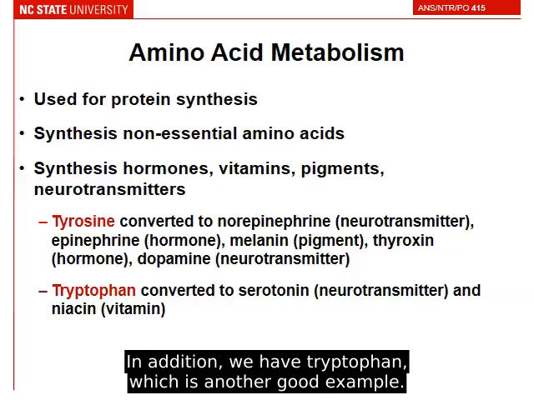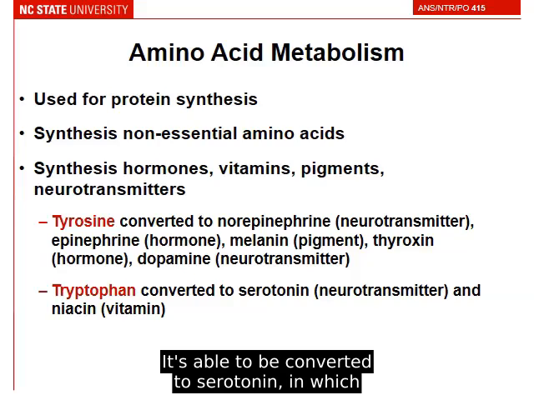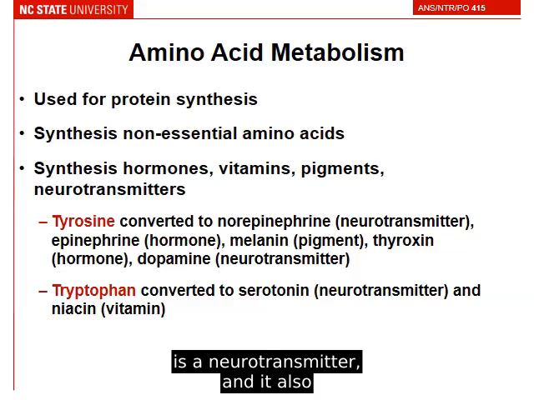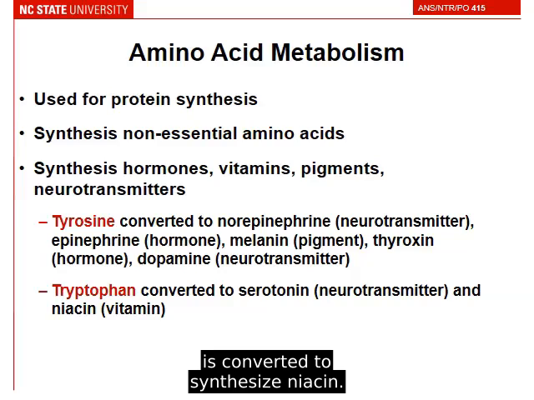In addition, we have tryptophan, which is another good example. It's able to be converted to serotonin, which is a neurotransmitter, and it also is converted to synthesize niacin. So niacin is a B vitamin, and that's what is making up our NAD and NADP.